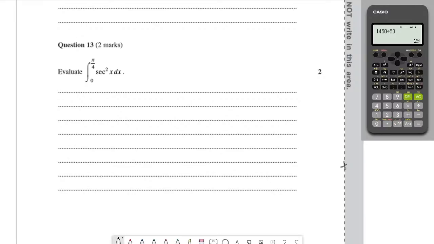Not too great with my trig stuff, but you can only get better. That's the point.